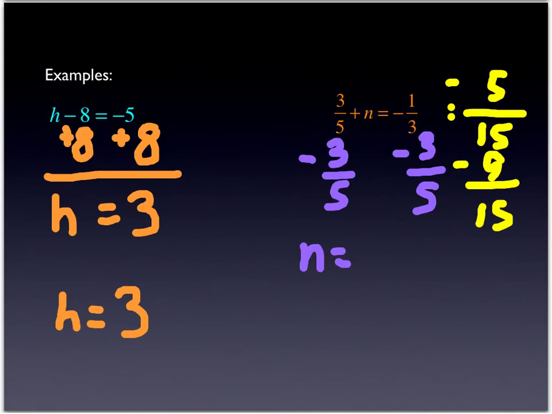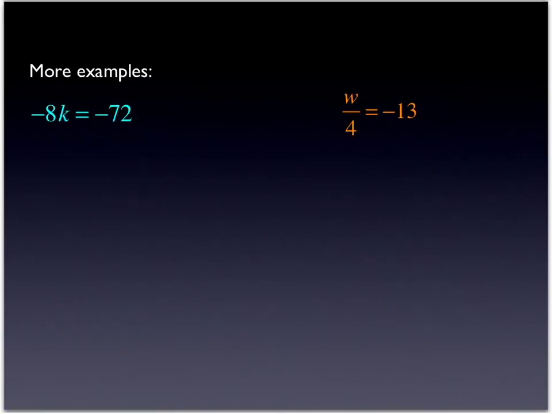Those are also negative. So negative 5/15 minus 9/15 will actually be negative 14/15. Now that's a little bit tougher to check. It's possible to do, but maybe you can just take my word for it that that's the right answer for this one. Moving to some other examples with multiplication and division.